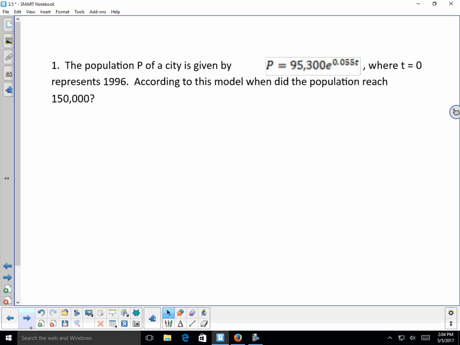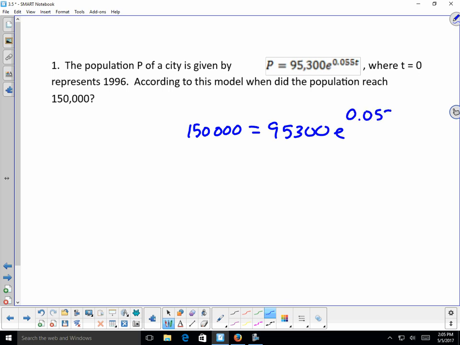Where am I going to plug the 150,000? For P? Okay, so 150,000 goes in for P. So I've got 150,000 equals 95,300 e to the 0.055t.